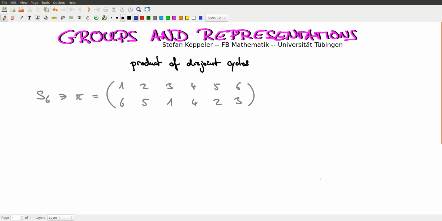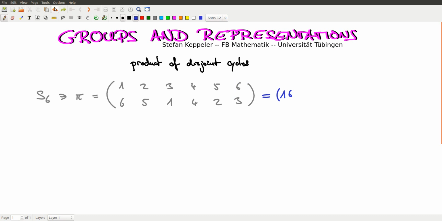The two-line notation is somewhat lengthy, and a very handy way for writing permutations is as a product of disjoint cycles. So how does this work? Let's write this permutation here as a product of disjoint cycles. We start with the number 1, and then we see here that 1 is mapped to 6. So we write 6 here.